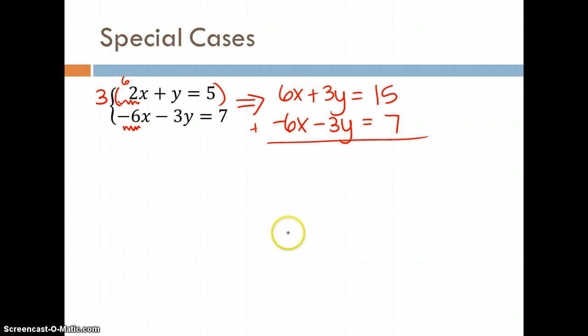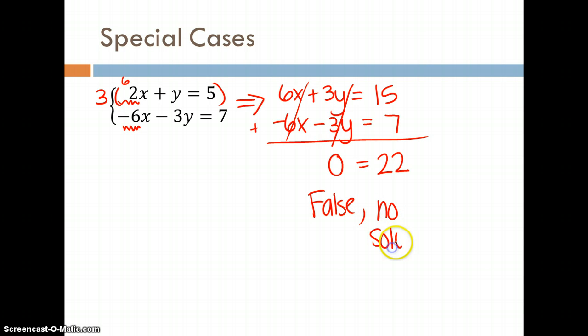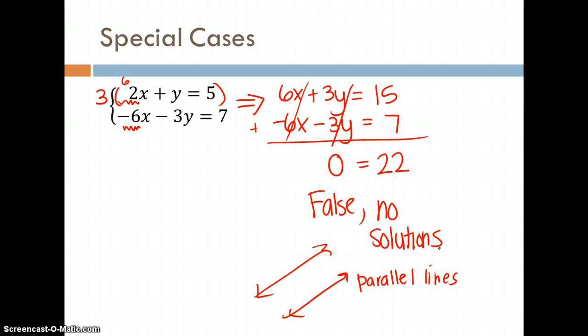Now I can add the two equations together. 6x minus 6x cancels. 3y minus 3y cancels. So I'm left with 0 on the left side, and on the right side, 15 plus 7 is 22. My variables both canceled out and I'm left with a false statement. That means it's not true, so there are no solutions. In this case, we'd have two parallel lines. So these are just the special cases that can occur, so you're prepared for any situation involving substitution and elimination.